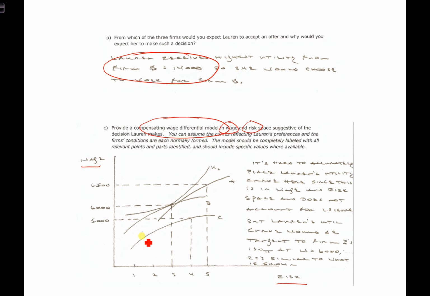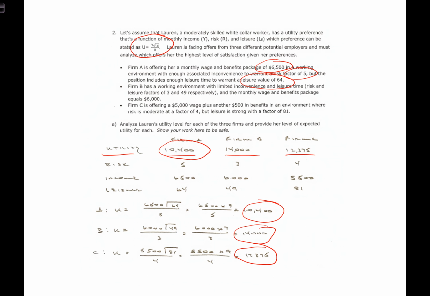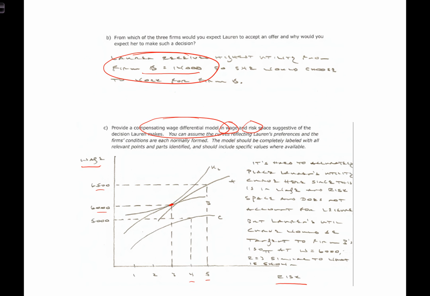But as long as you gave me 3 isoprofit curves and gave me Lauren's indifference curve running tangent to the isoprofit curve of firm B, validating this choice, then that worked for me. And they should match up with the risk and wage levels that are part of the description in the story that I told here.